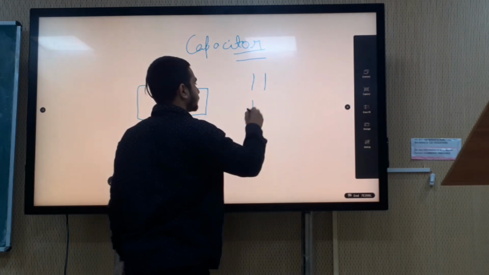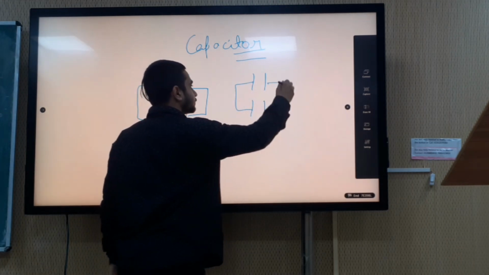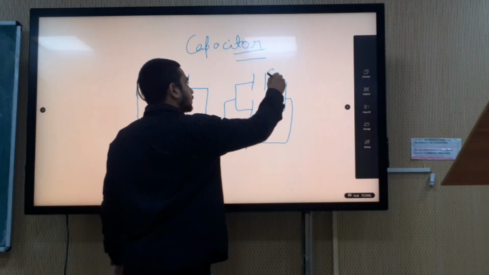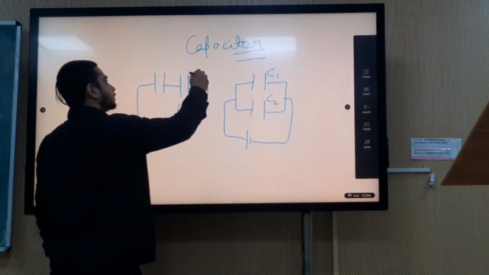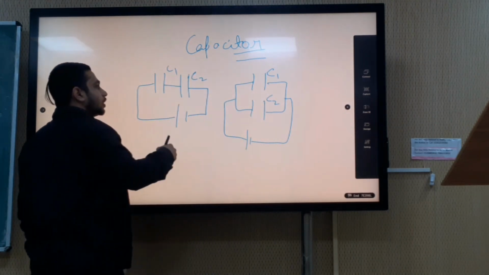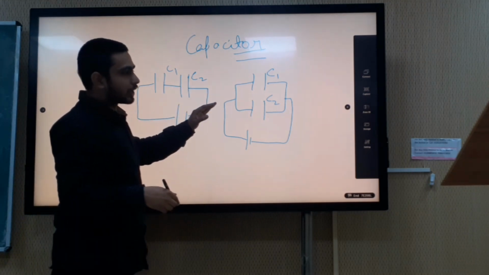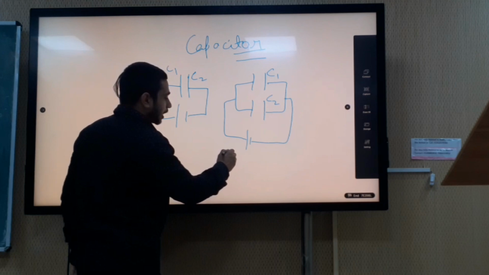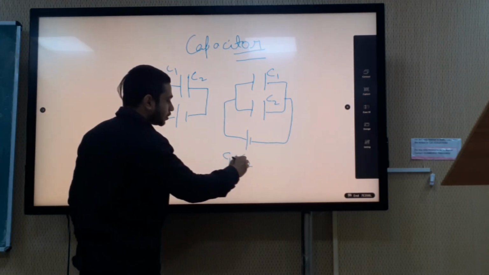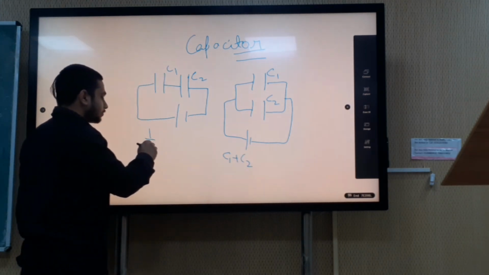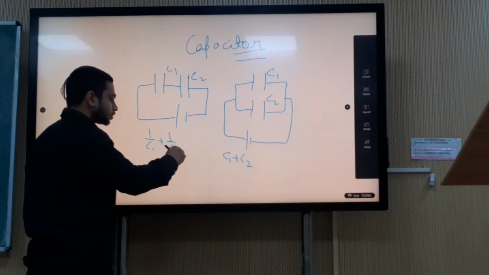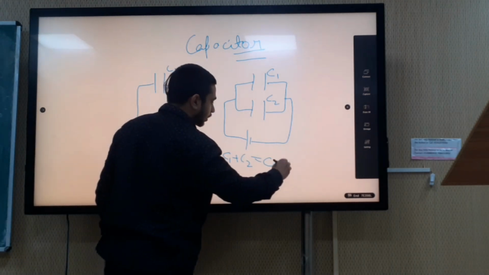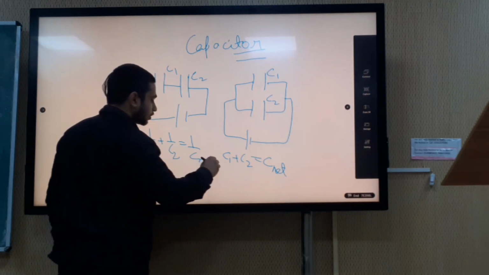C1 C2 and C2 C1. The first thing we have to remember is that if the capacitors are in parallel, then the capacitances are added, C1 plus C2. In series, the capacitance is 1 upon C1 plus 1 upon C2 equals 1 by C net. The capacitance is like this.